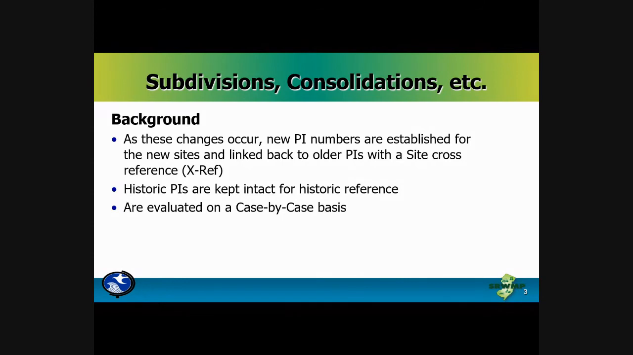The PI that represents the site when it was whole becomes what we call the original site, and each PI that is created for the sites established as a result of the subdivision are linked to the original site with a subdivided site label. Now, since these changes can happen in many different ways, they are always evaluated by our group on a case-by-case basis. Next slide, please.